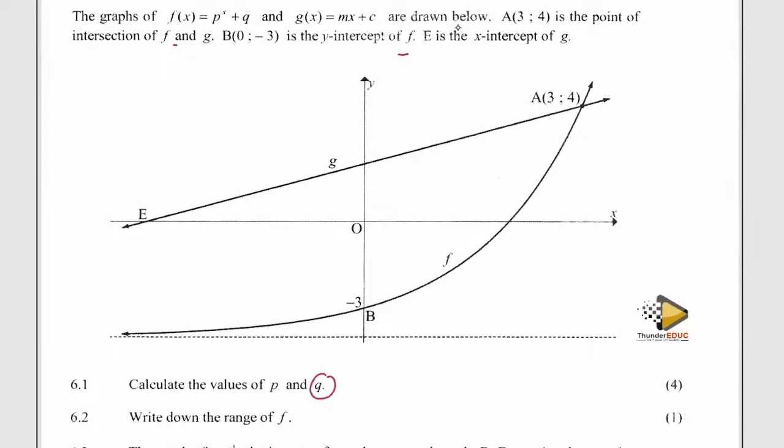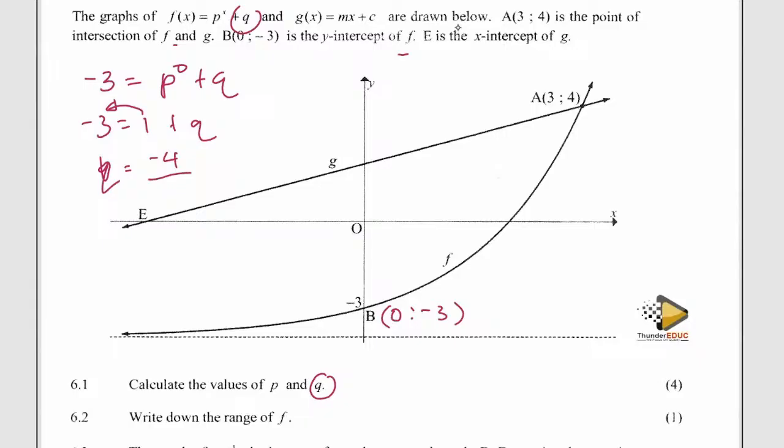So we know that q is the asymptote. So let's use this point, which is 0 and negative 3. So if our y is negative 3, that is p to the 0 plus q, something like that. Anything to the exponent of 0 will always be a 1. Okay, move the 1 that side, meaning that q is going to be negative 4.